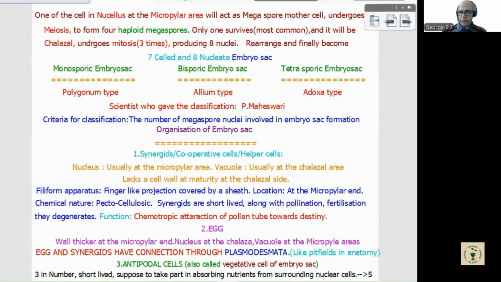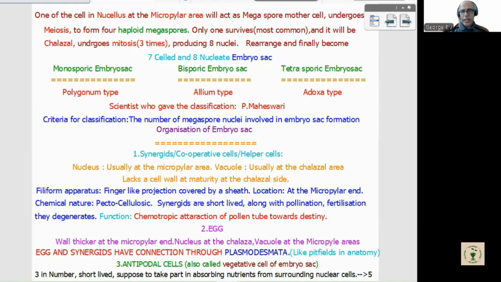Next, the embryo sac. We have to explain once more how the megasporogenesis happens. One of the cells in the nucellus, which is diploid tissue, at the micropylar end or area, will act as the megaspore mother cell, which undergoes meiosis to form 4 haploid megaspores. Usually, in the common type, only one survives, and that will be towards the chalazal end. It undergoes mitosis 3 times, producing 8 nuclei. There will be a rearrangement, and it finally becomes a 7-celled and 8-nucleate embryo sac.